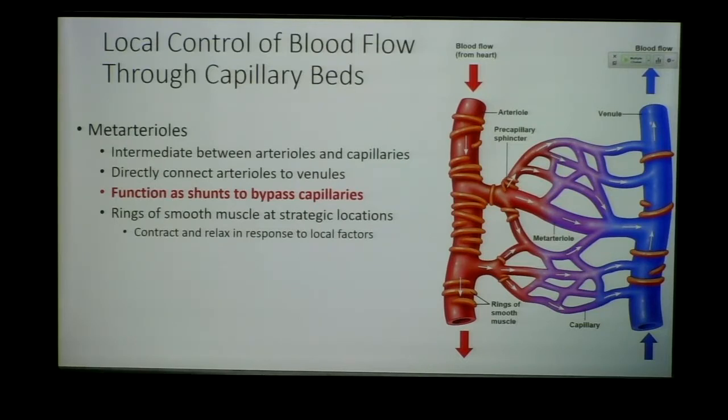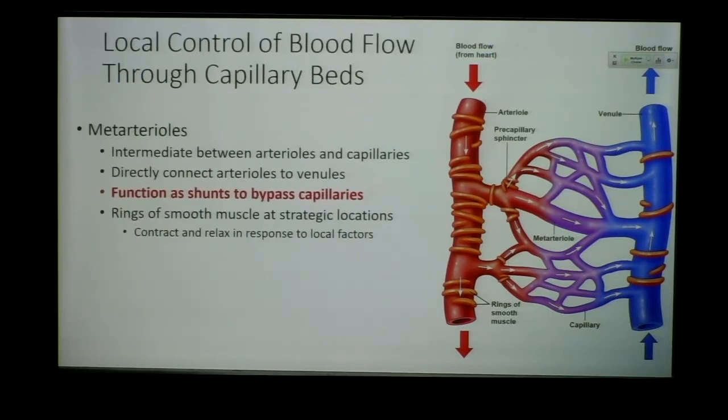capillary bed altogether. Now, this is regulated usually in response to local factors, which we've already talked about, so we're not going to go into that again, but carbon dioxide, et cetera, depending on the state of the local tissue. So if we need to, we can constrict the meta-arteriole, or we can allow flow to go directly to the venules.